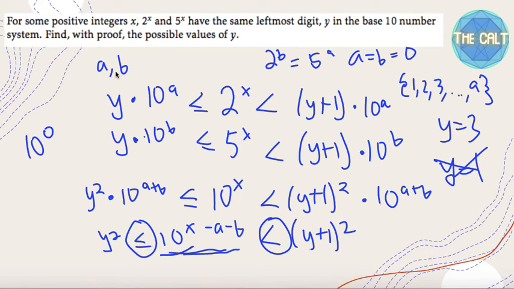But notice in the beginning, I defined a, b as positive integers, and 0 is not a positive integer. So this does not work. And that's why we eliminate y equals 1. And we get y equals 3.